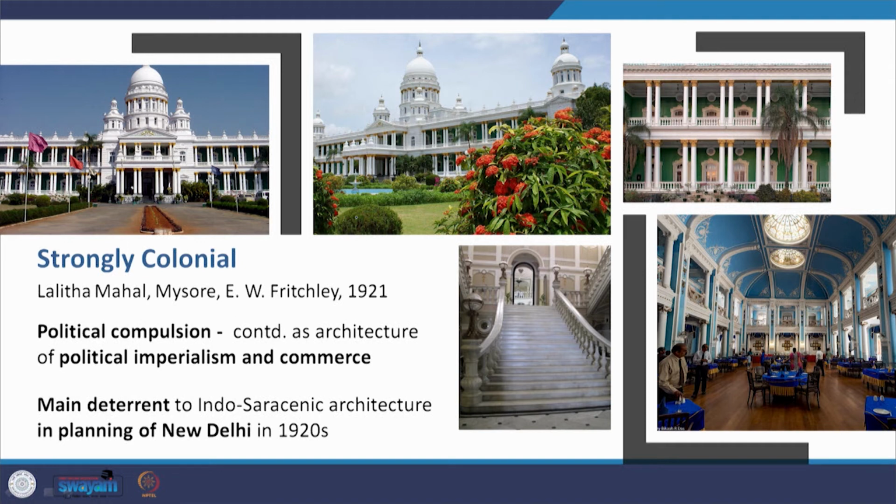It was important for them to go back again to a colonial imprint on India, the political imperialism and commerce, and therefore this was the main deterrent to the coming of Indo-Saracenic architecture in the planning of New Delhi in the 1920s. Had this process not happened, probably New Delhi would have had more of a flavor of Indo-Saracenic architecture than the colonial flavor that it had under Lutyens and Herbert Baker.